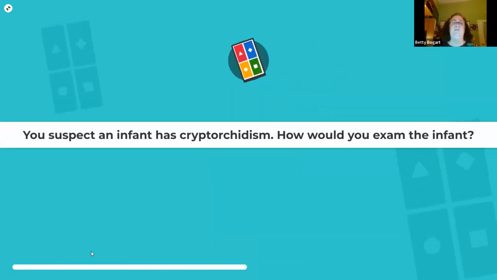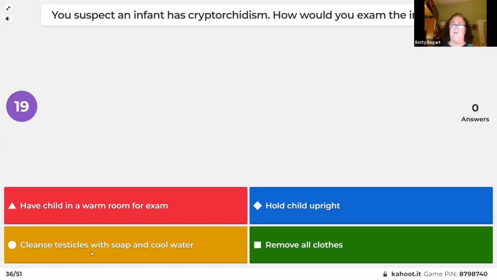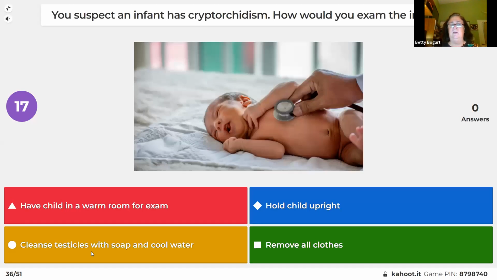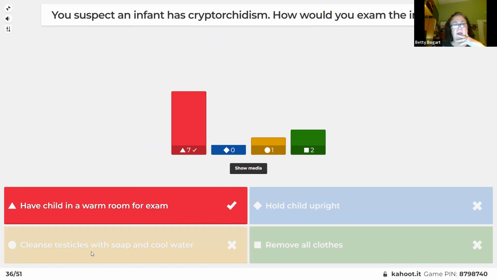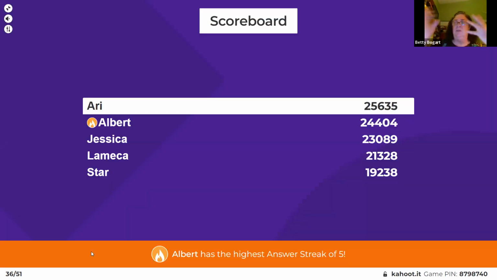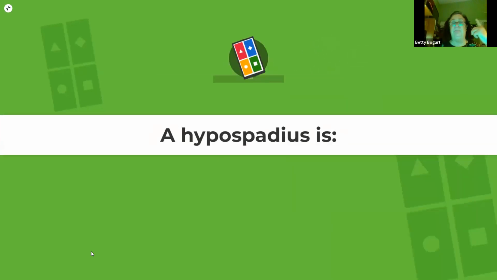You suspect an infant has cryptorchidism. How would you examine this infant? And again, put them in that warm room so you know those testicles are where they should be. And if they're still up, yeah.